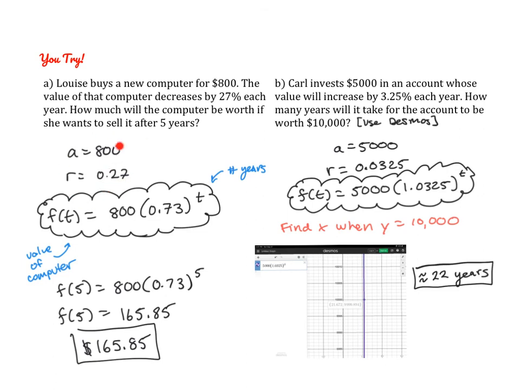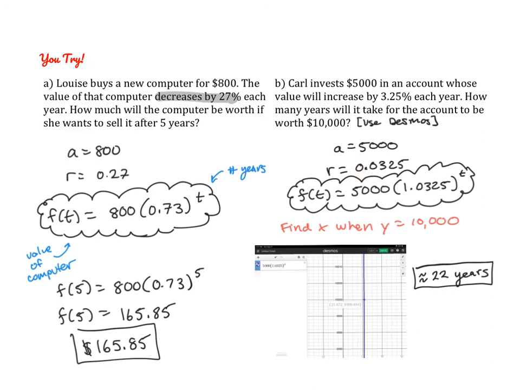So for the first one, your A value is 800, your R value is 0.27, and since it's decreasing, you are going to do 1 minus 0.27, which is why your growth or decay factor is 0.73. So here's our model. Here they want to know how much will the computer be worth if she wants to sell it after 5 years. So we're essentially finding f of 5, and you should get 165.85. So make sure we round to the hundredths because it is money, and that's how we round money.